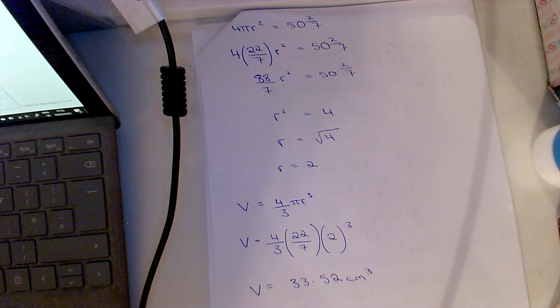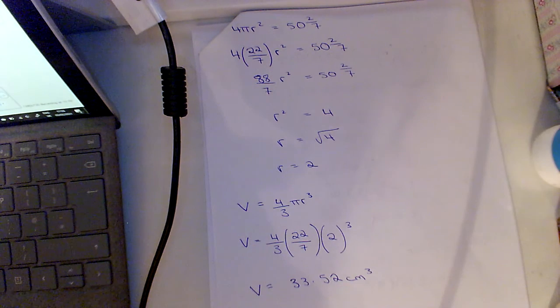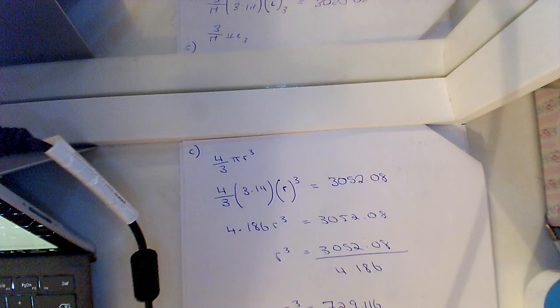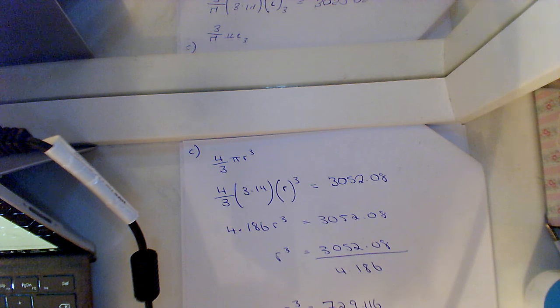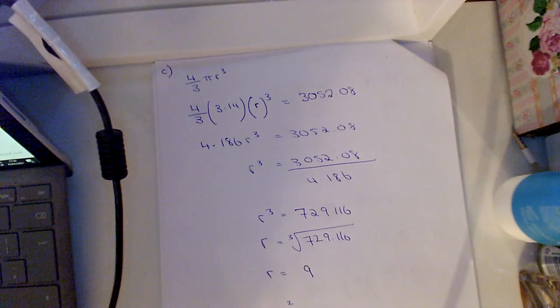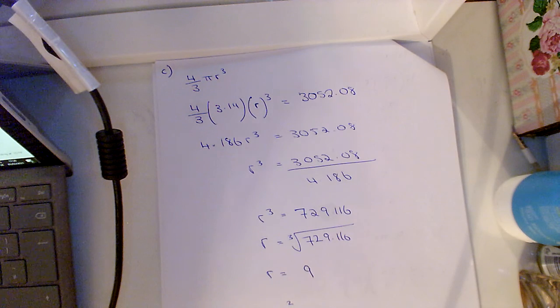Part C, I have 4/3 pi r cubed. So I have 4/3 (3.14)(r cubed) is equal to 3052.08. So I multiply them in, and I get 4.186 r cubed is equal to 3052.08. I get r cubed on its own, so I divide across by 4.186, and I get r cubed is equal to 729.16. So to get r on its own I take the cube root of that, and when I put that into the calculator, I get my radius is equal to 9. Then to get my total surface area, it's equal to 4 pi r squared.